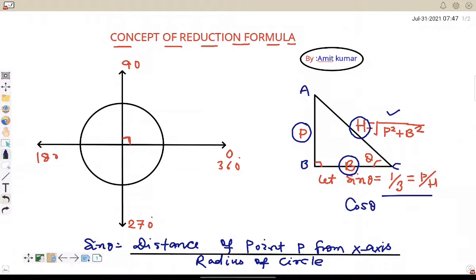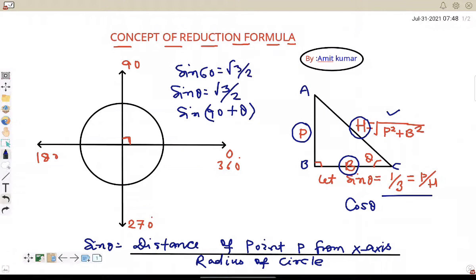But what can we do in the case of the reduction formula? If we have an idea about the value of sine theta, just consider sine theta is equal to root 3 upon 2 is given. Then how can we find the value of sine 90 plus theta, sine 180 plus theta, 180 minus theta, and all these values? This is the main concept of reduction formula. If sine theta is equal to root 3 upon 2, here theta is equal to 60 degrees, because sine 60 is equal to root 3 upon 2.